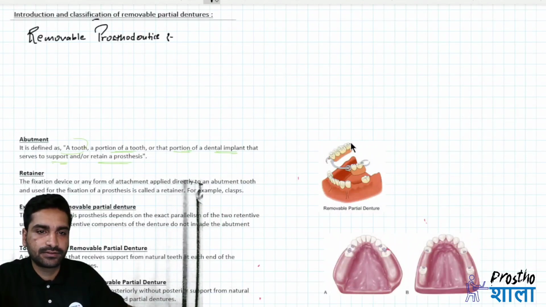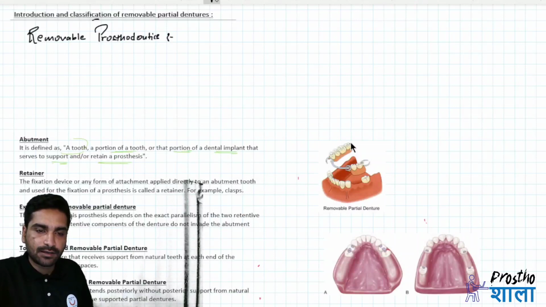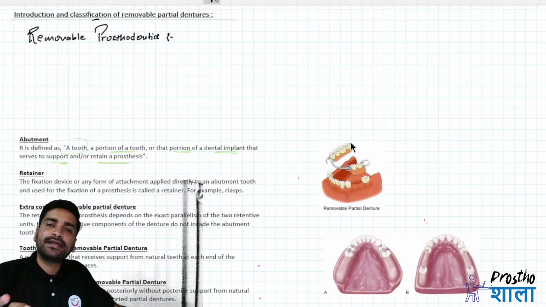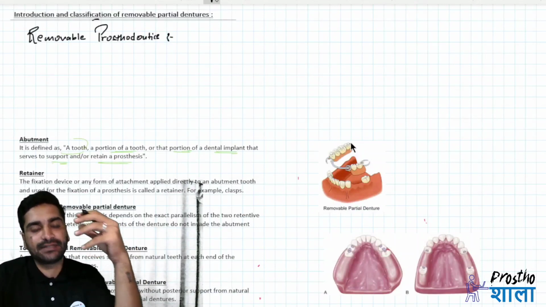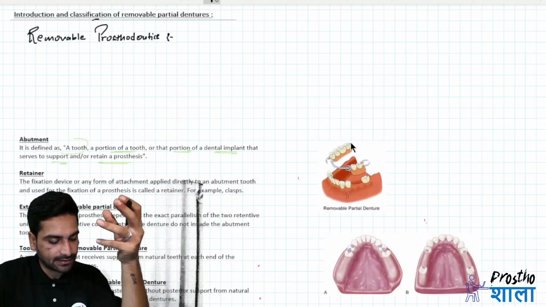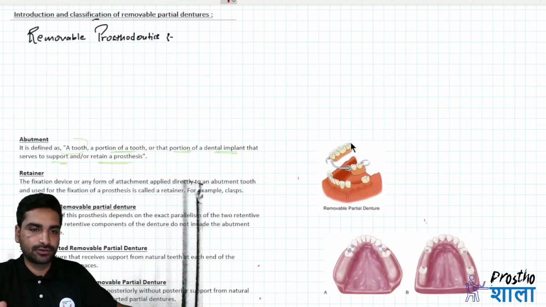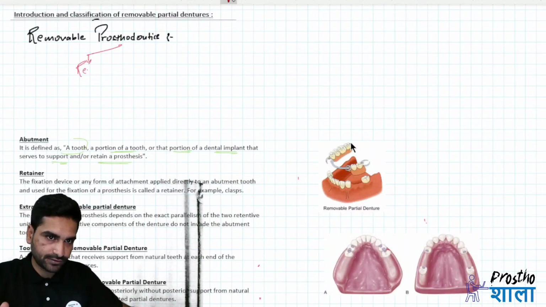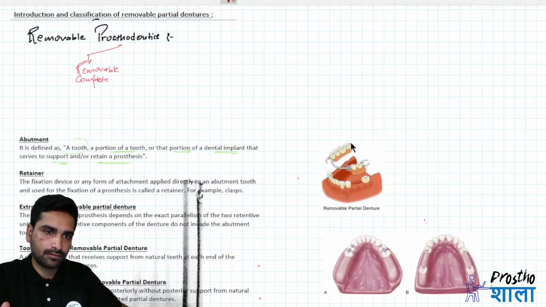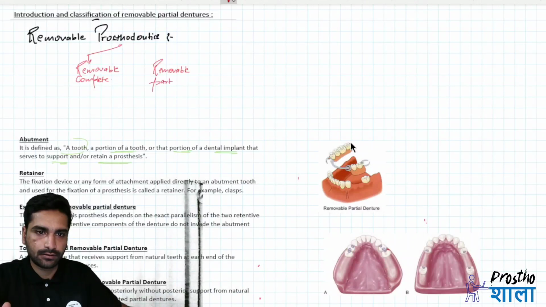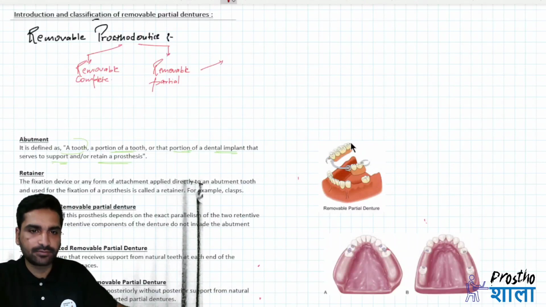Before this we studied complete dentures, that also comes under removable prosthodontics. So the replacement of missing teeth and the supporting tissues, whatever the teeth which are missing and the supporting tissues, if you are replacing, that is removable prosthodontics. Now removable prosthodontics has two divisions. First is removable complete prosthodontics and second is removable partial prosthodontics.